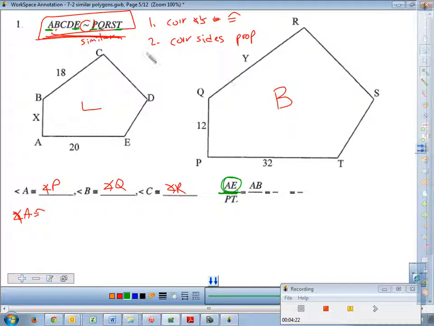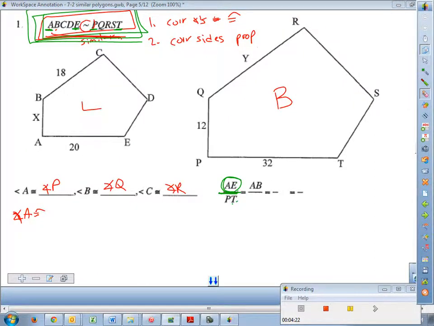You don't want to look at the pictures. You want to read the similarity statement to help you answer those questions. So the similarity statement is where you're focusing all your attention on. They're saying distance from A to E is proportional to the distance from P to T. What would the distance from A to B be proportional to?